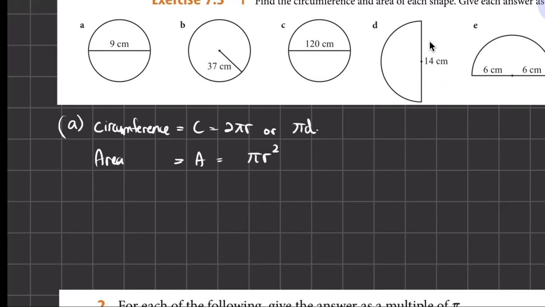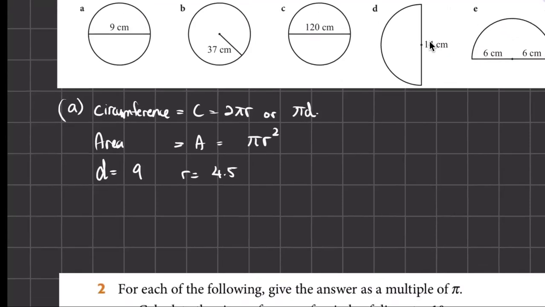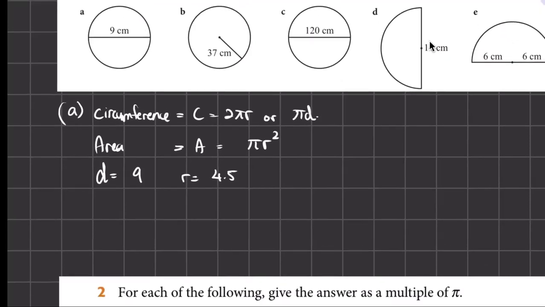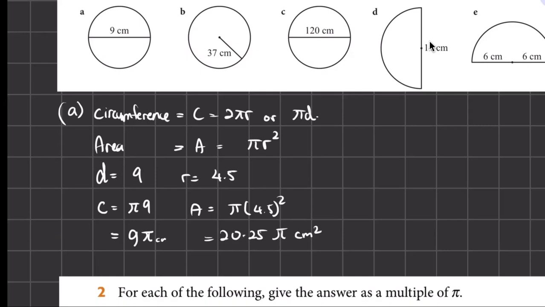So for example, question A, we know our diameter is 9, our radius is 4.5. It's good to write down all the information so that it's easier to find later. So circumference is C equals pi d, just 9 pi. Area, you can write pi r squared. We need to take 4.5 times 4.5, then we get 20.25 pi centimeter squared. All right, that is how you do it without expanding.